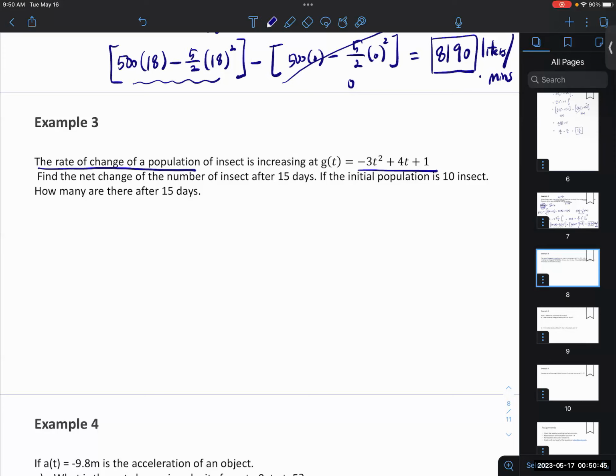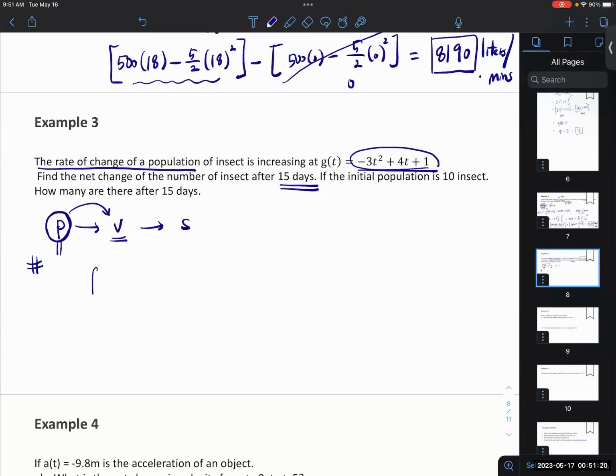So this is going to be the velocity function. And let me keep reading it. Find the net change of the number of the insects after 15 days. If the initial population is 10 insects, how many are there after 15 days? So we know the position function, velocity, speed. So we are looking for the original population, the number of the insects after 15 days. And then here is the rate of change of the population. So this is the velocity function.